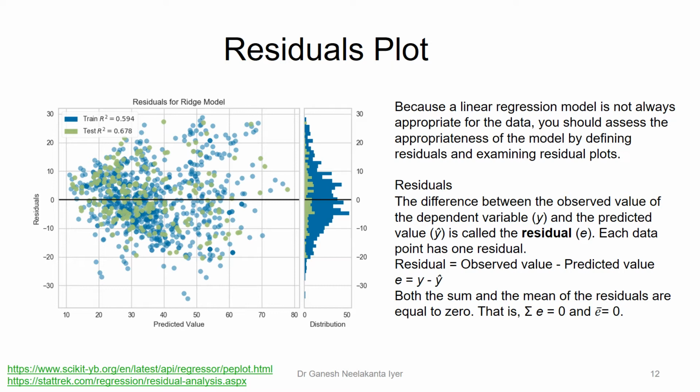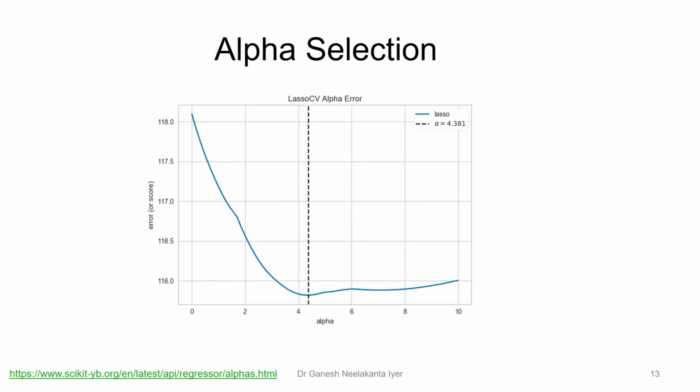Both the sum and the mean of the residuals are equal to 0. That is sigma e equal to 0 and e bar, the mean, is equal to 0. There could also be plots specific to certain parameters in your regression. For example, your regression has the slope and y-intercept, the alpha, beta, etc. So we could see how well we selected alpha for various values of alpha and see where it gives you minimum error.